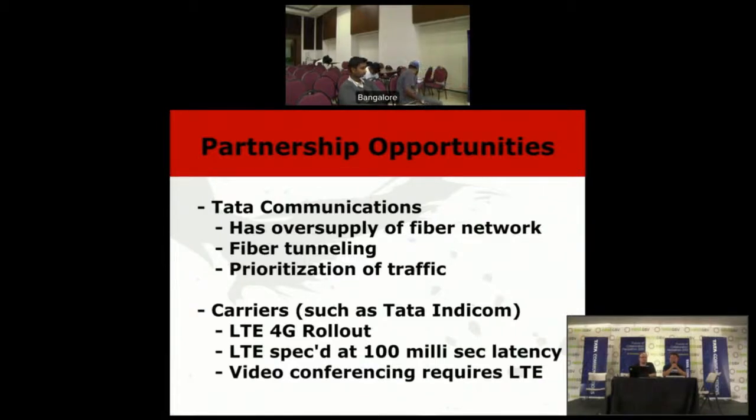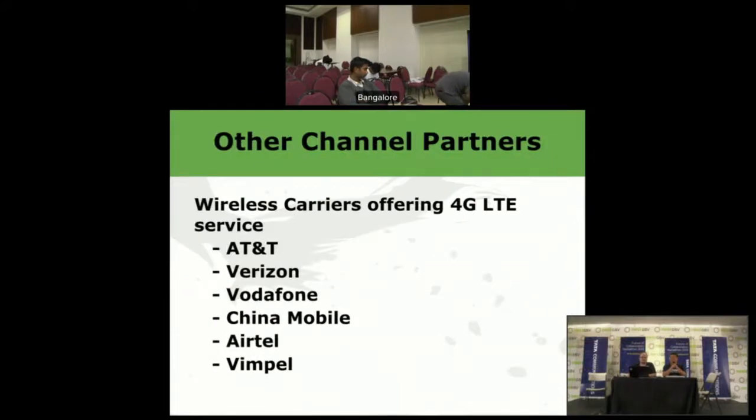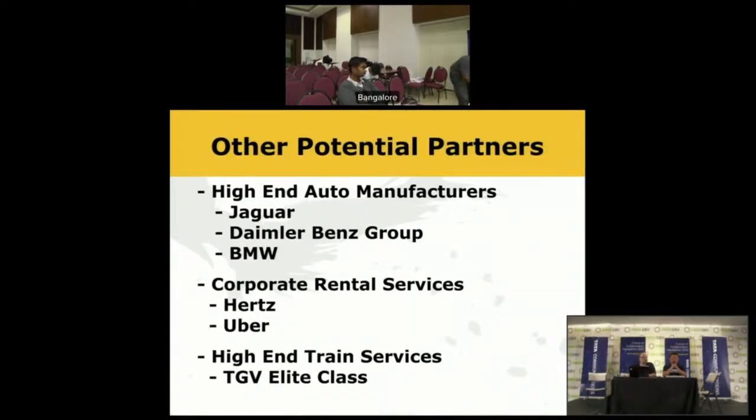So what are our natural partners in recovering these potentially hundreds of millions of dollars in lost business costs? Somebody like TATA Communications with their fiber network, carriers such as Vodafone, LTE rollouts, China Mobile, and so on. Other partners include high-end automobile manufacturers, Jaguar, Daimler-Benz, BMW, and also high-end corporate rental services, Hertz, Uber, or even train services, TGV Elite Class perhaps, that has enhanced communication platforms.